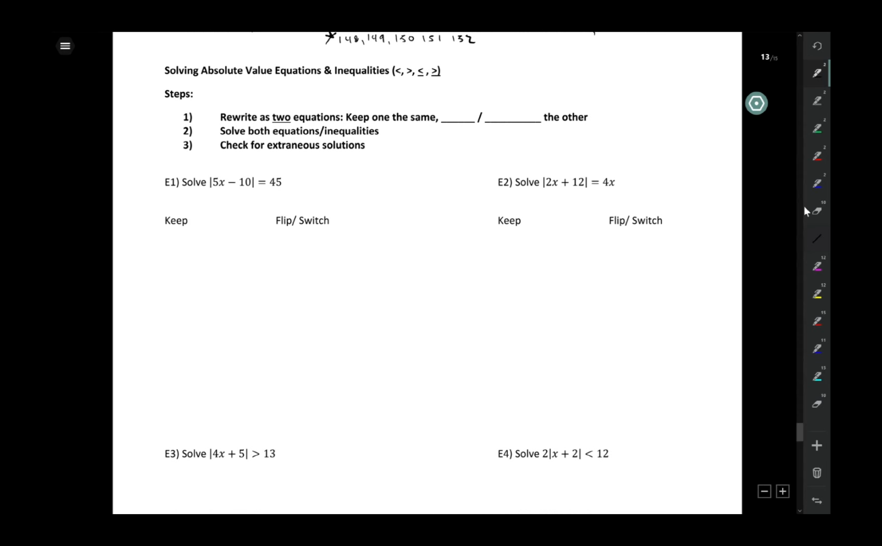But solving absolute values, this is where it all is. And negatives, those rules apply for inequalities: less than, greater than, less than or equal to, greater than or equal to. Steps: rewrite as 2 equations. This is the biggest thing. We're going to keep one the same and flip, switch the other. Now, what do I mean by that? Well, this is for inequalities, so we'll get to that in a bit.